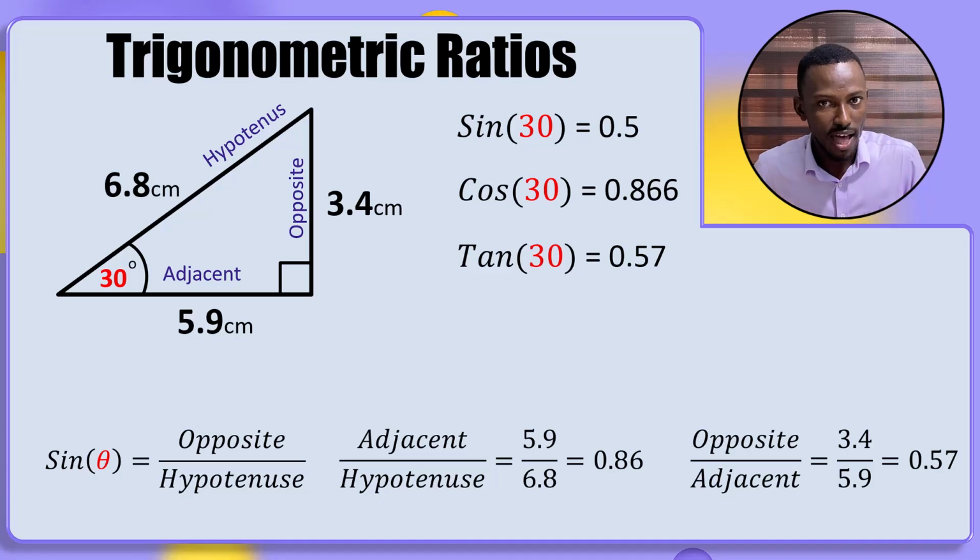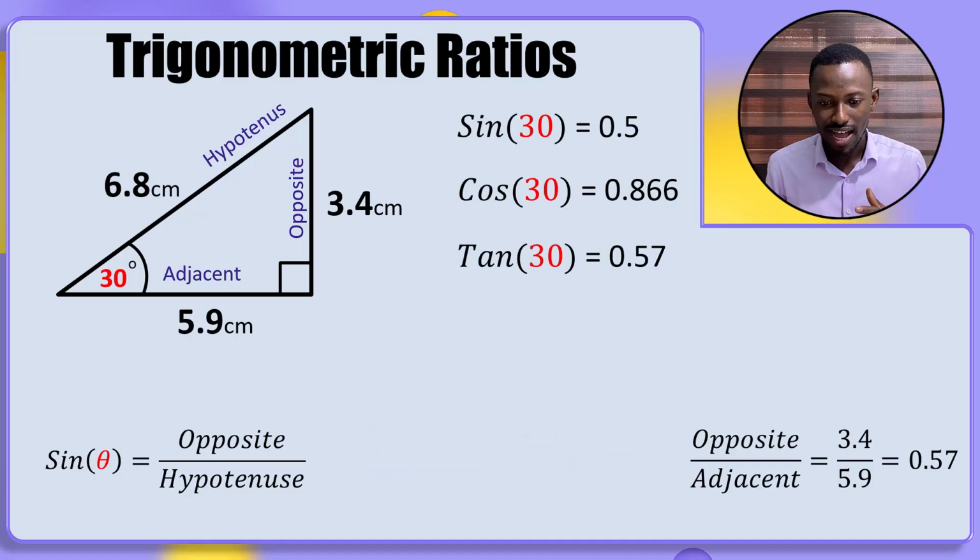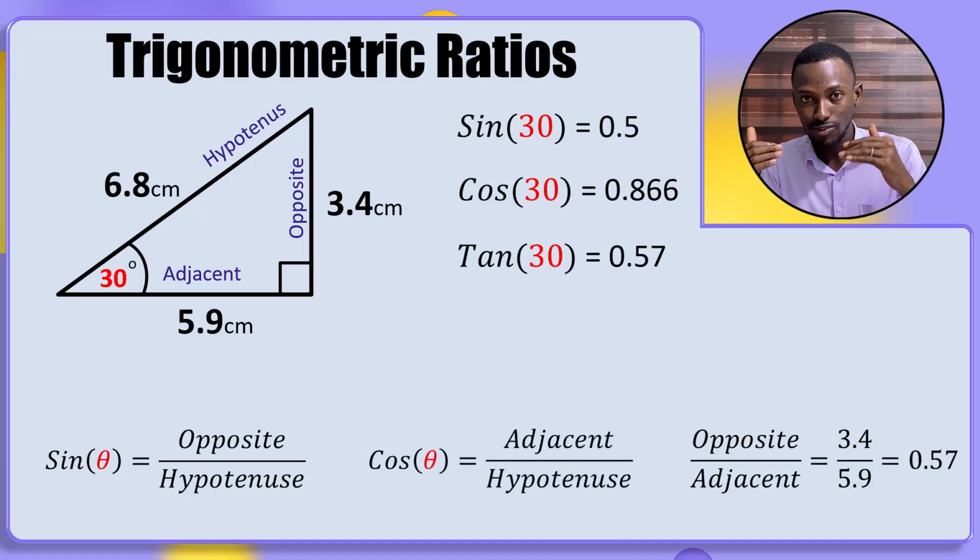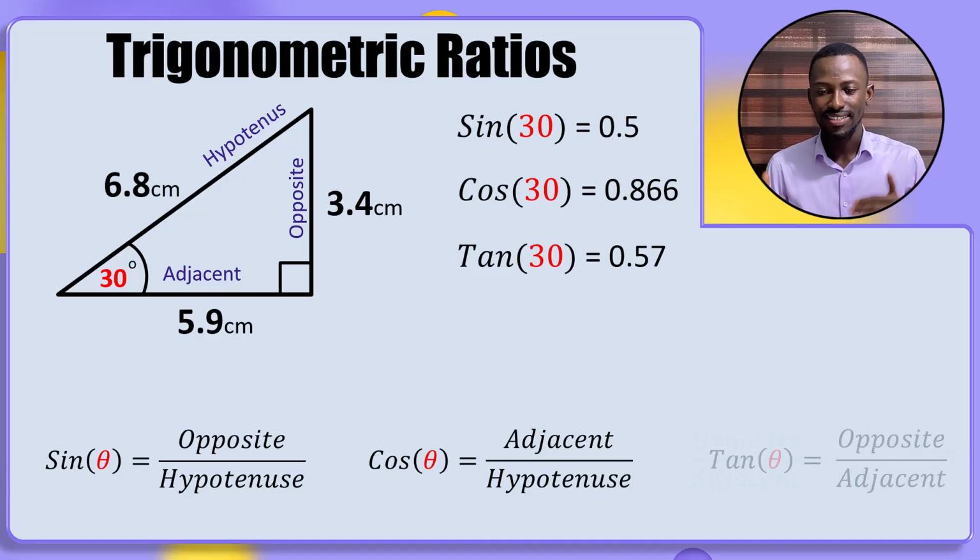to opposite over hypotenuse. And then they realized that cos theta, which for us cos 30 gave us 0.86, the adjacent over hypotenuse also gave us 0.86. So that means cos theta is the same as adjacent over hypotenuse. And then tan theta is the same as opposite over adjacent.